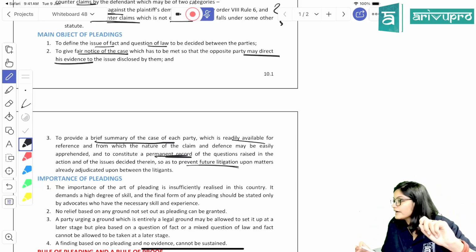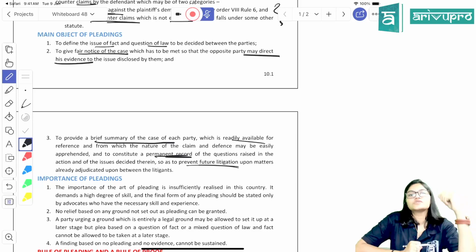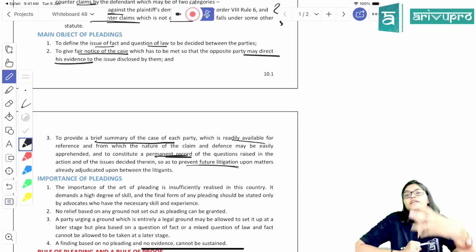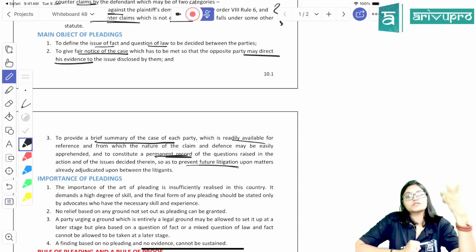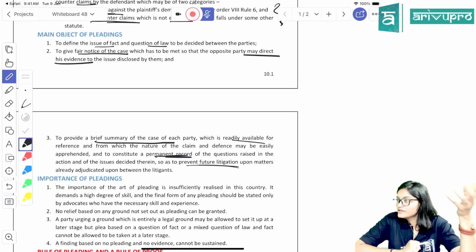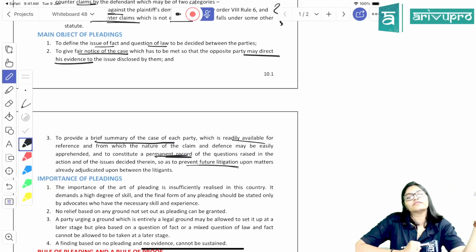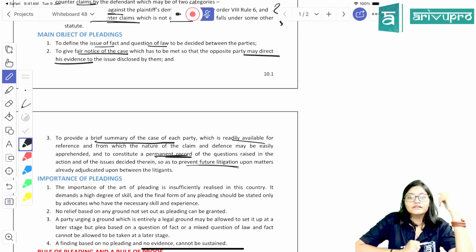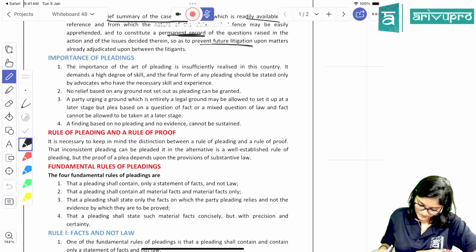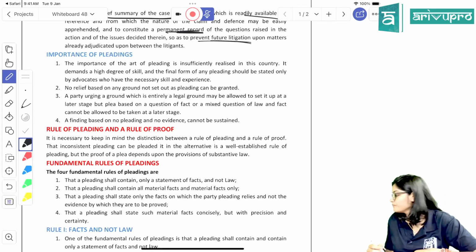Plus, it is in writing. Everything is a permanent record, so that it will help you if any future litigation arises on any matter, right? That what was the question raised, so you can refer to that. So that is the main objects of pleading. Otherwise, later on, if nothing is written, you will add other points, right? That is why. Now, next is what is the importance of pleadings?